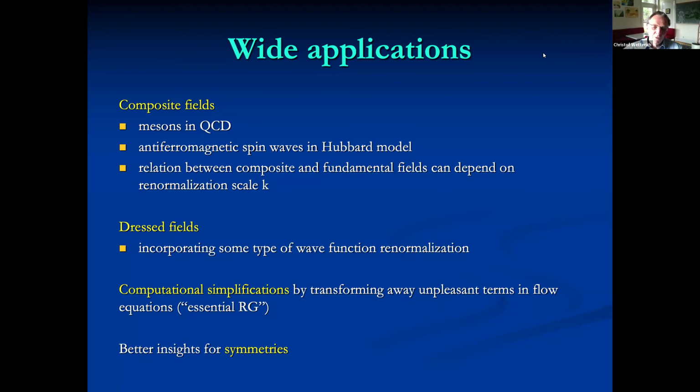One of the advantages of using field transformations is also one may get for some circumstances better insights into symmetries. For example, by formulating a cutoff for composite fields that is consistent with symmetries, where there is no such cutoff for the fundamental fields.